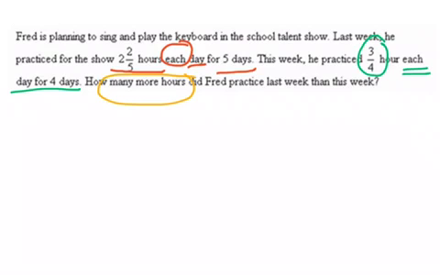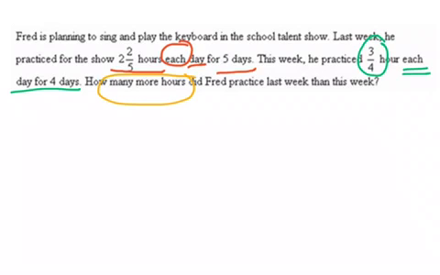If we go back and look at some of our keywords, each is located under multiplication, as in each group. Each by itself can also mean multiplication. So we have that, and then we have our "how many more hours." How many more hours? We see that under subtraction. So we know we're going to use multiplication and subtraction to solve this problem.